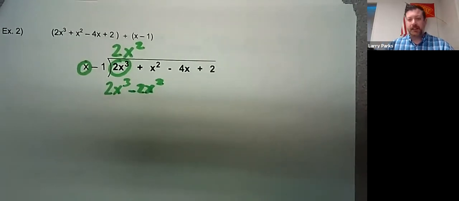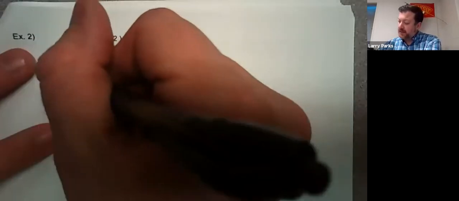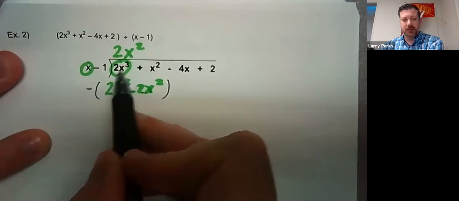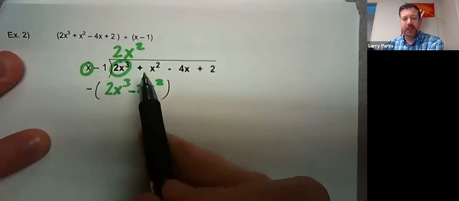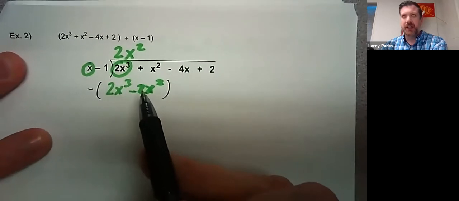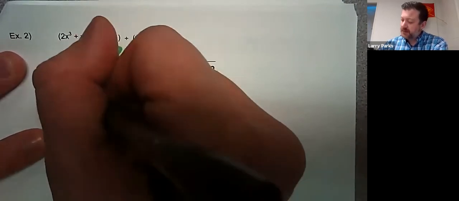I take it away. These should always cancel. 2 minus 2 is 0. Good. And then we have 1 minus -2. That'd be 1 plus 2. So it'd be 3. So it'd be 3x squared.